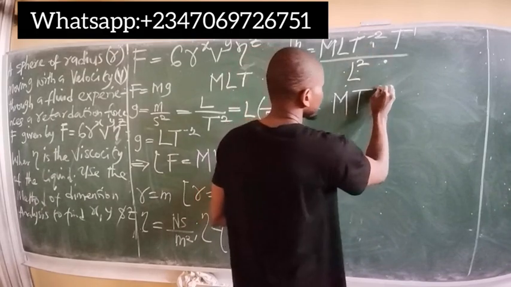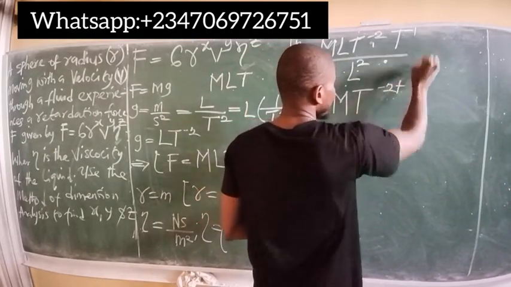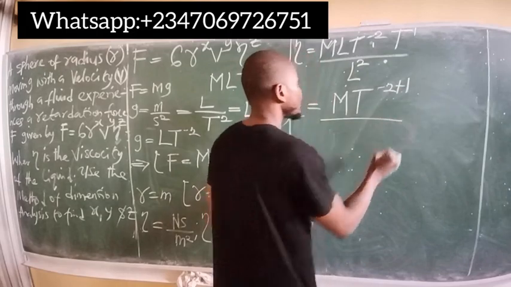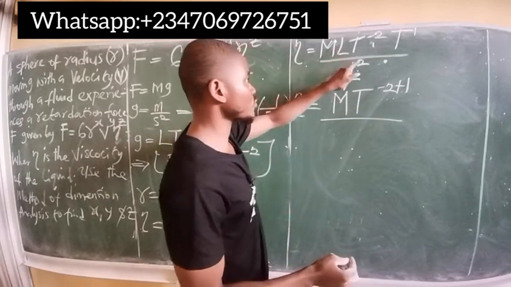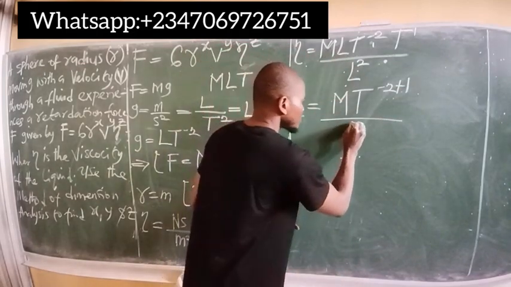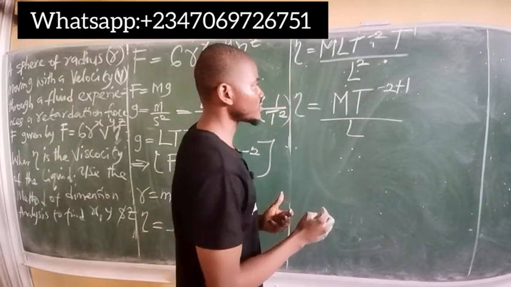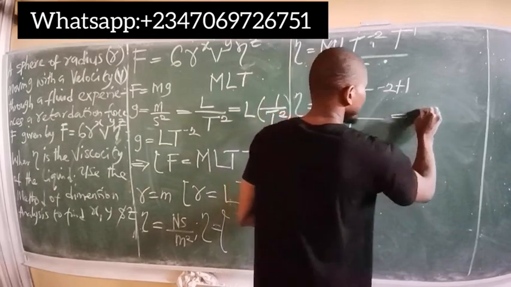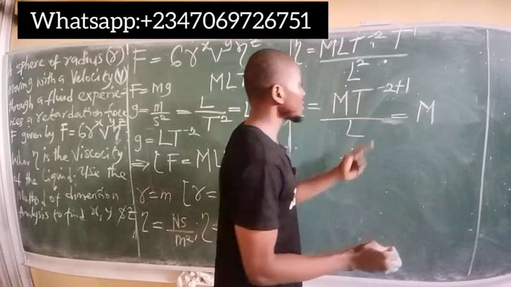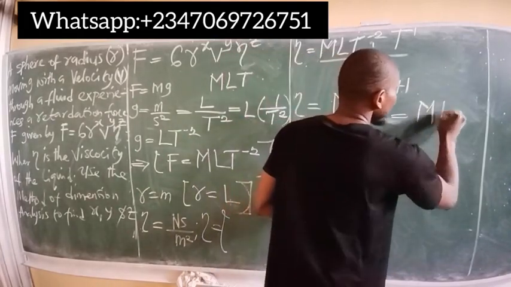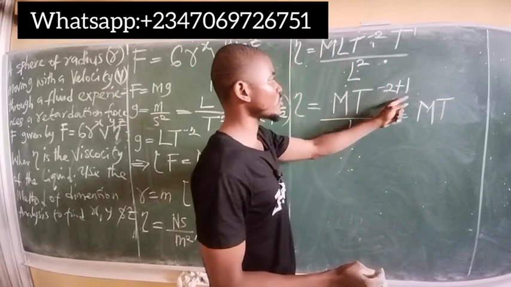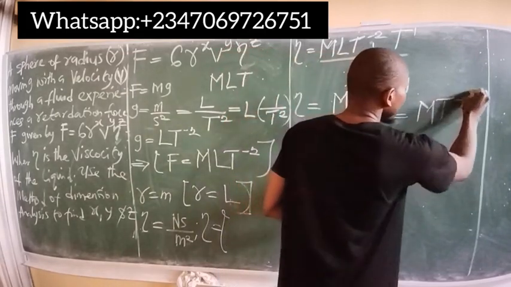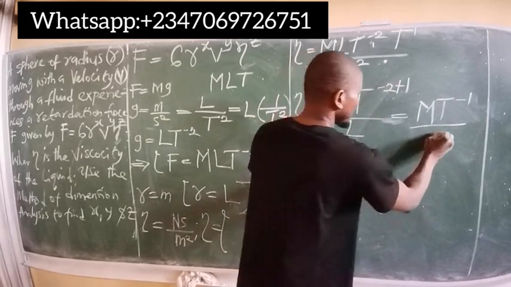The power here is minus 2 plus the power here is simply what? 1, all over. Not forgetting, L here cancels one of these L. So I'm left here with simply what? L. So one of the L's is gone. Okay, so this is now equal to, this becomes M. Okay, so T. So from here, minus 2 plus 1 simply gives us minus 1, all over L.